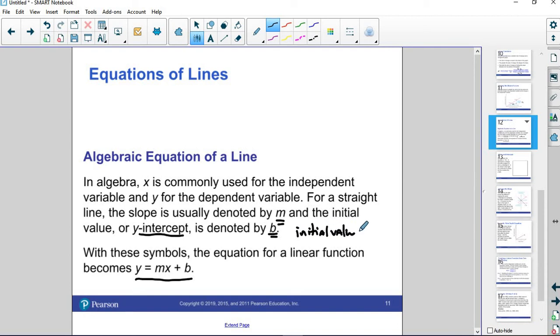What does that mean? It corresponds to when x is equal to 0. When x is equal to 0, mx goes away and you're just left with b, y equals b. And so that's why it's called the y-intercept on the graph, because it's where you cross the y-axis. And it's our initial value if you're given a description of the linear model.